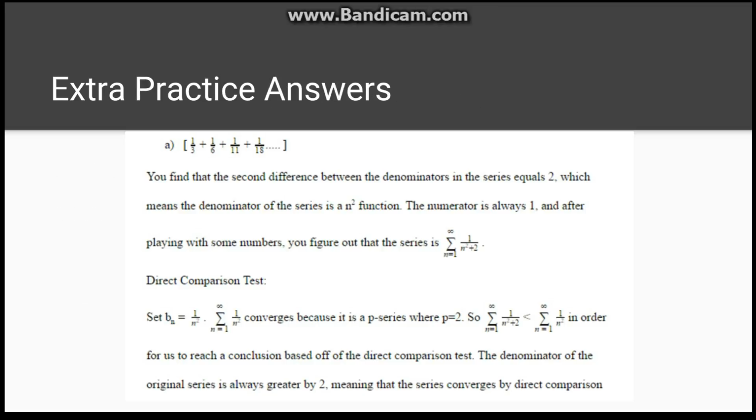So looking at this series, you can use the second difference to figure out that the series can be rewritten as 1 over n squared plus 2. So when we use the direct comparison test, we set b sub n equal to 1 over n squared. And this converges because it's a p-series where p equals 2, and 2 is greater than 1. So then we have to show that 1 over n squared plus 2 is less than 1 over n squared for us to reach a conclusion. And this is true because the denominator of the original series is always greater by 2. So our original series is going to converge by the direct comparison test.